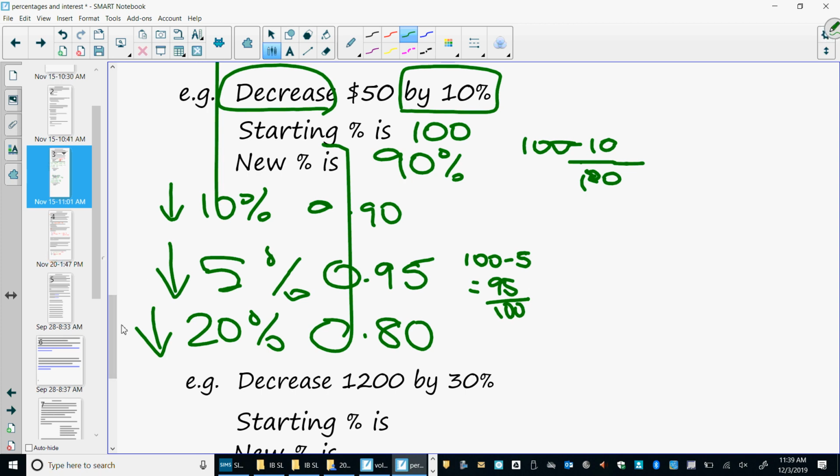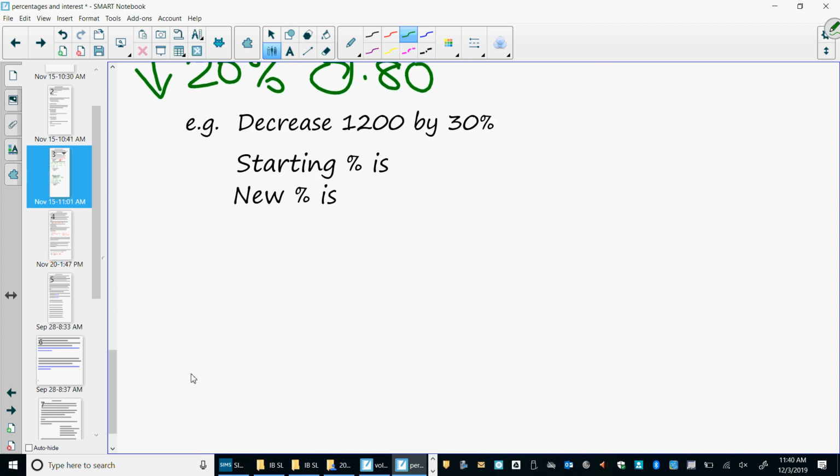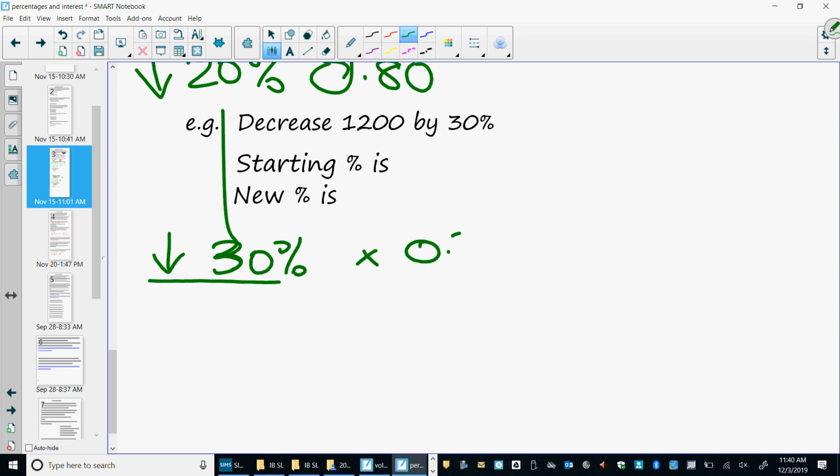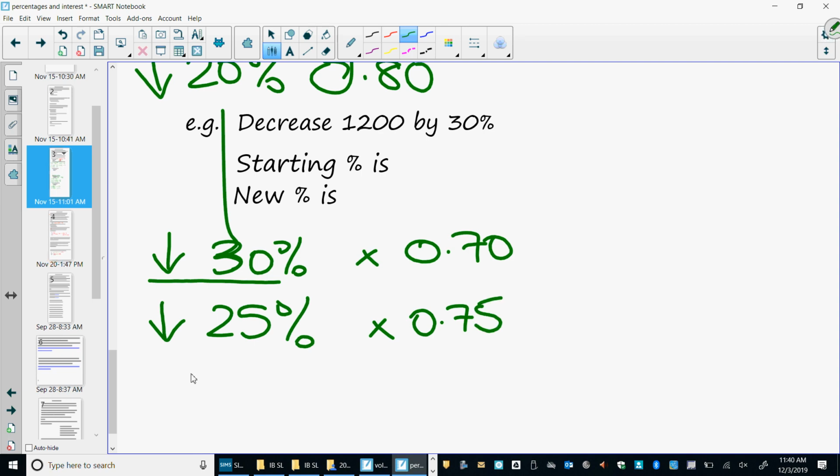Obviously, none of these words match what I'm writing here now. It's just on the same page. If I wanted to decrease something by 30%, Amy, what would I multiply it by? 0.30. Be careful, you're 70. Good. Okay, you're decreasing it by 25%. Indigo, what would you multiply it by? 0.75. Okay, do we all get the understanding?